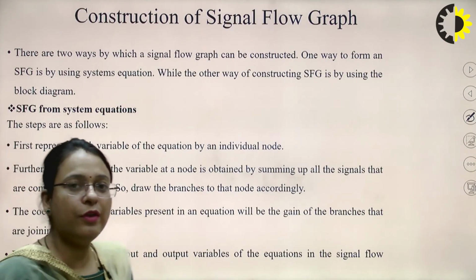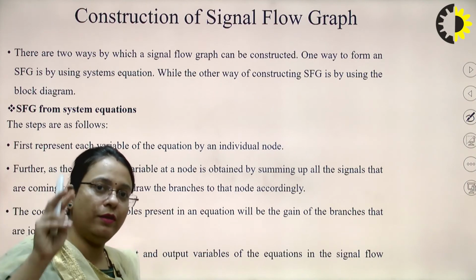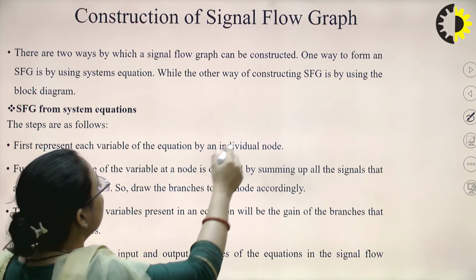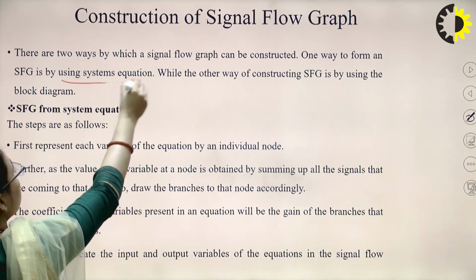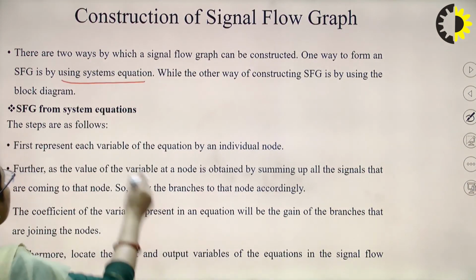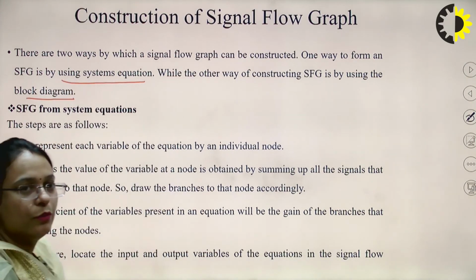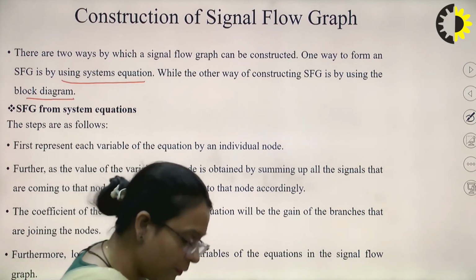Now, how to construct the SFG? There are basically two methods to draw an SFG. The first one is by using the system equations, and the other one is by using the block diagram method. Let's discuss these two methods one by one.